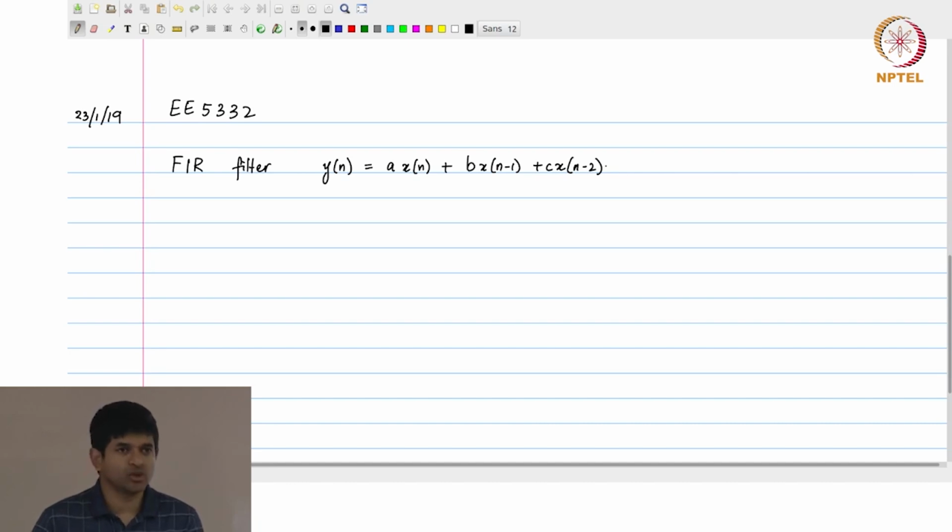So if I asked you to just outright build a hardware architecture that implements this, what are the things that you are likely to require and how would you go about building it? A shift register, right, probably is the most sensible or the most obvious way to obtain x of n minus 1 and x of n minus 2 from x of n, okay? So what would that look like?